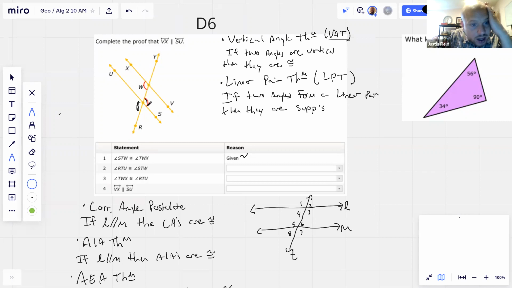STW. Well, you should see that those are vertical angles. And they are congruent because why? Because the vertical angle theorem says so. So we're going to write VAT.